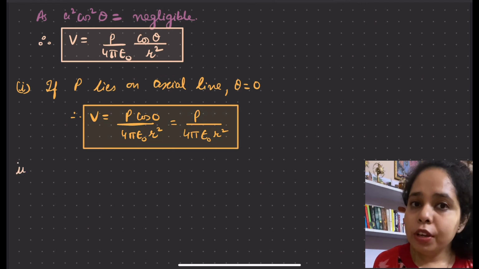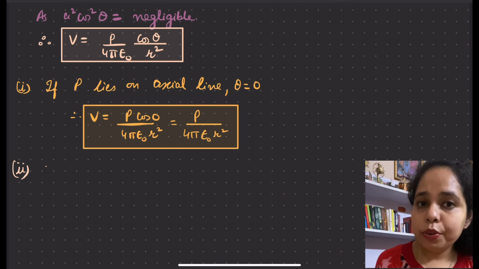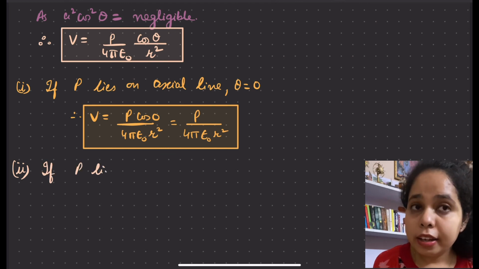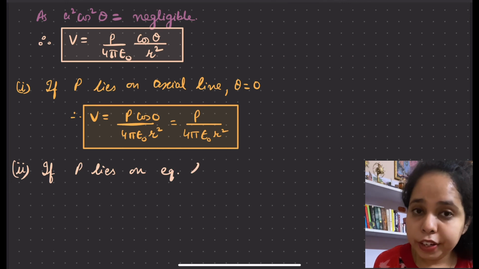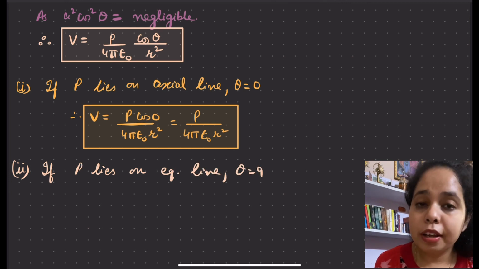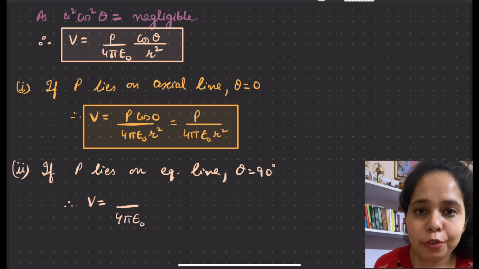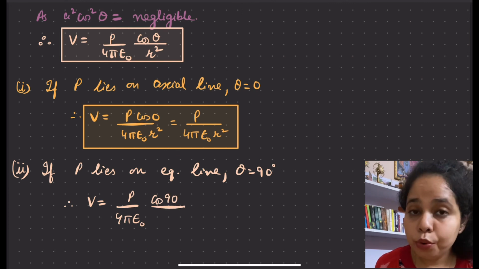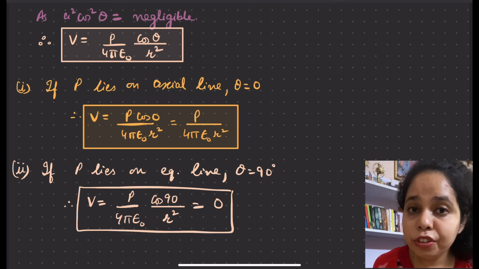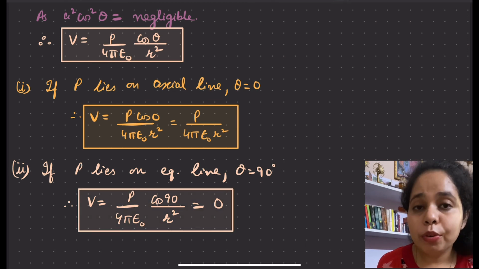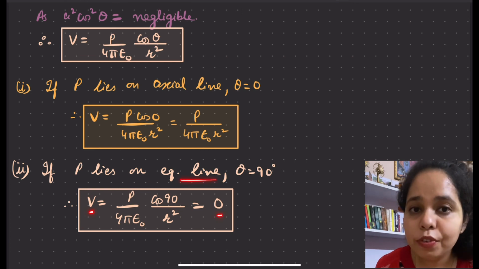And now if we have to consider the potential on the equatorial line of the dipole, in that case theta will become 90 degrees. Therefore we put theta equal to 90 degrees, and we have V is equal to p upon 4 pi epsilon naught r square, cos 90, and we know cos 90 is 0. Therefore this whole expression will turn out to be 0, that is the value of potential on the equatorial line of an electric dipole is always 0.